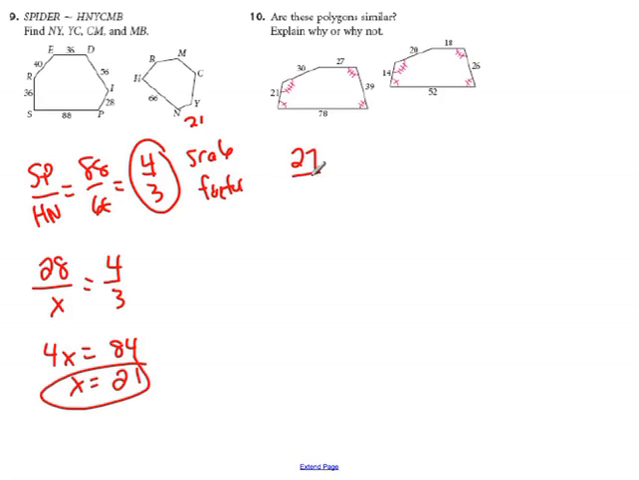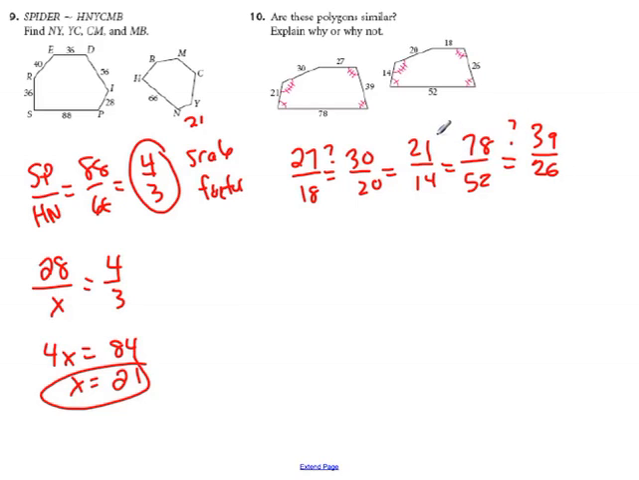I'll say 27 over 18. Is that equal to 30 over 20? Is that equal to 21 over 14? Is that equal to 78 over 52? Is that equal to 39 over 26? These are all question marks. I have to simplify my fractions to see if they are. This becomes 3/2. This is 3/2. This is 3/2. That one's 3/2. And finally, the last one, also 3/2.